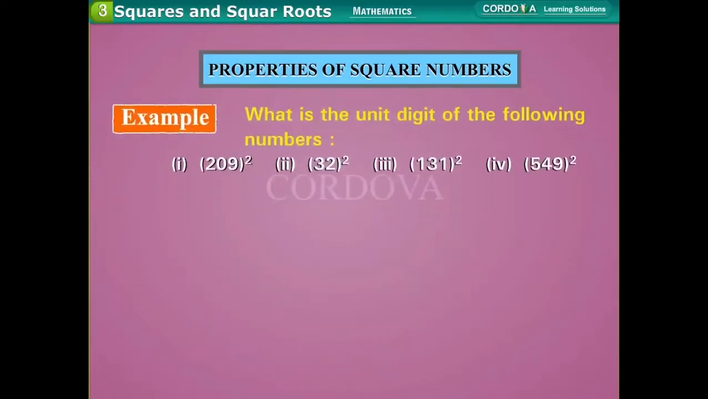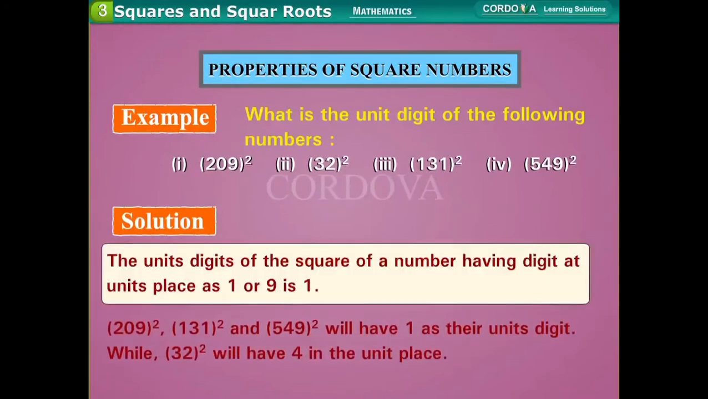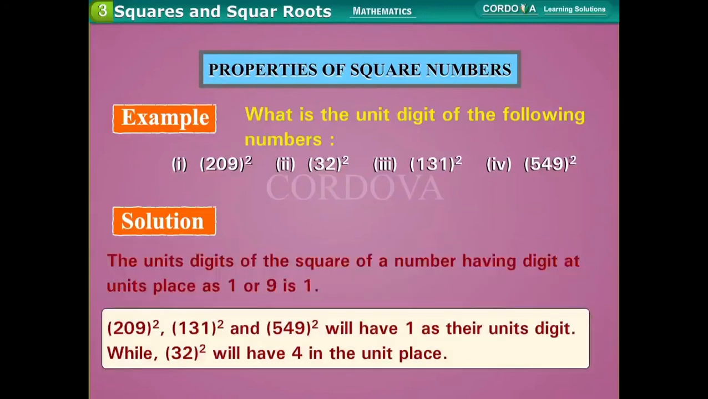Examples: what is the unit digit of the following numbers? 209 square. Solution: the units digit of the square of a number having digits at units place as 1 or 9 is 1. 209 square will have 1 as its units digit, while 32 square will have 4 in the units place.